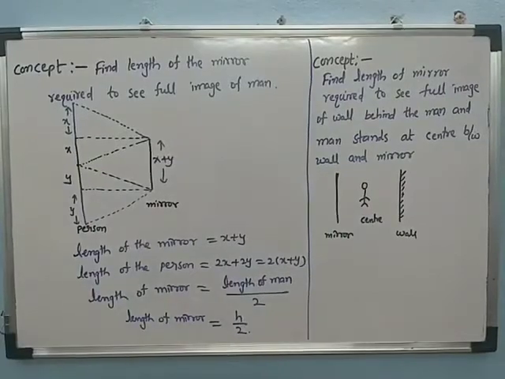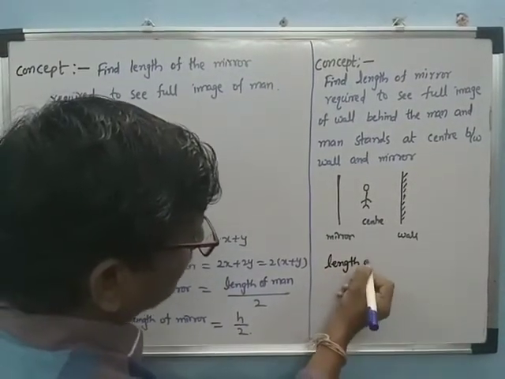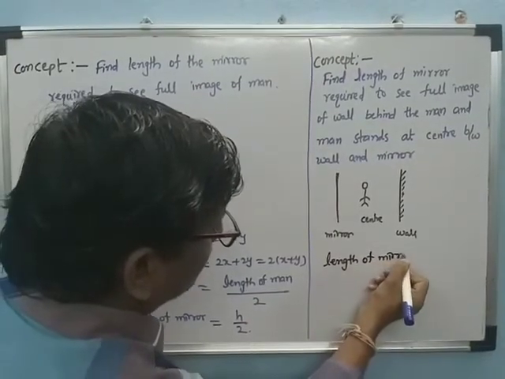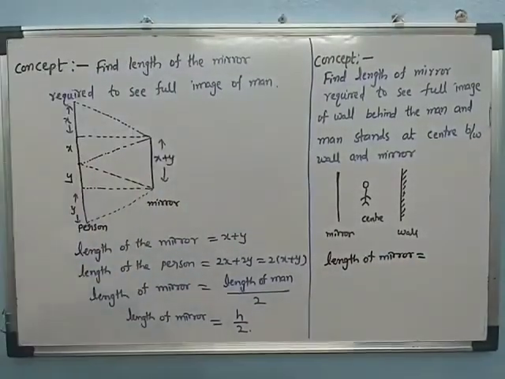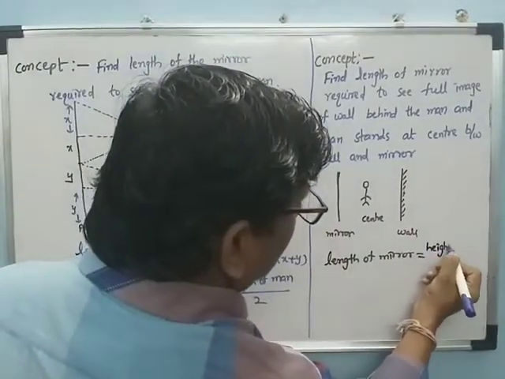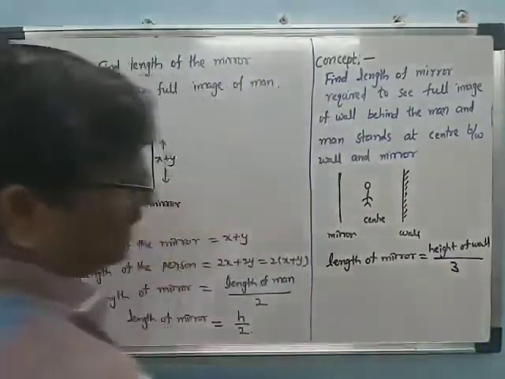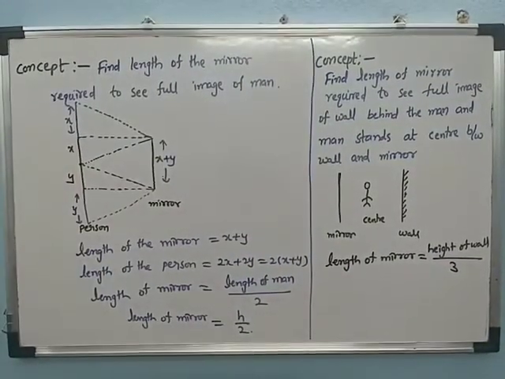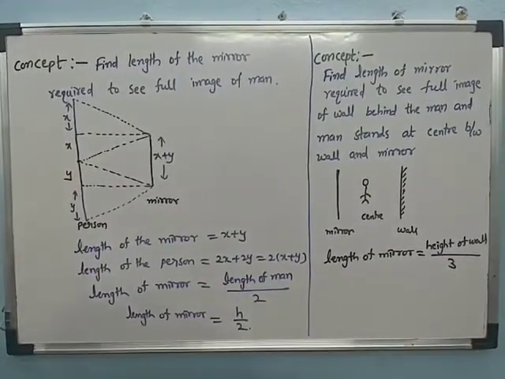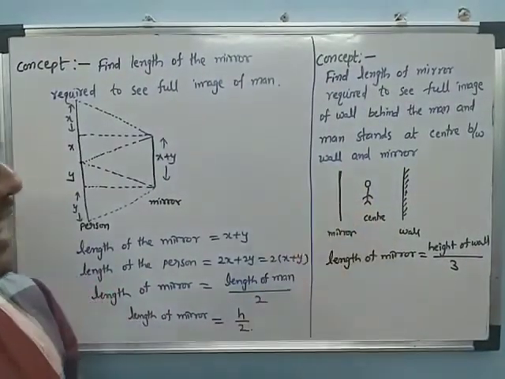The length of mirror is equal to the height of the wall by 3. When the person stands at the center between them, with the height of the wall by 3, then we can see the full image in the mirror.